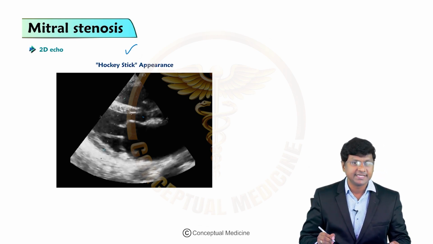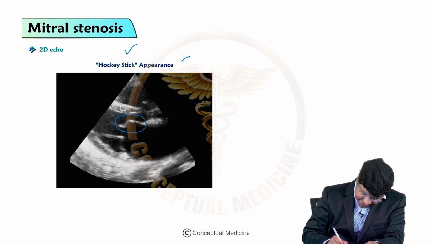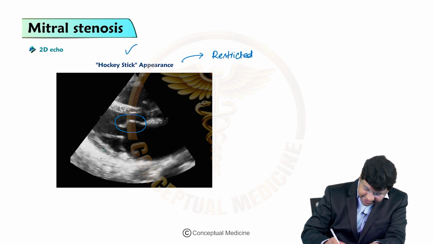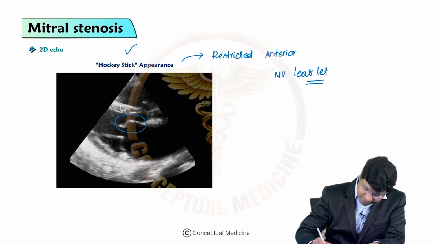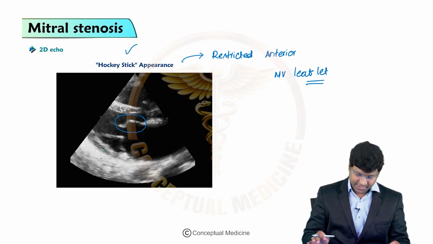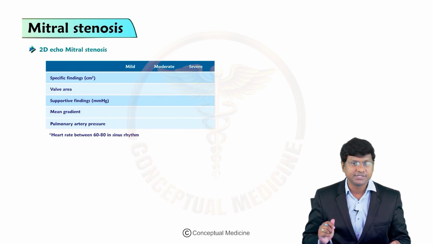The 2D echo finding is that the individual will have the hockey stick appearance. You can observe that this is the hockey stick. And why is this particular hockey stick appearance? That is due to restricted anterior mitral valve leaflet movement, which is responsible for giving you the hockey stick appearance in the 2D echo.